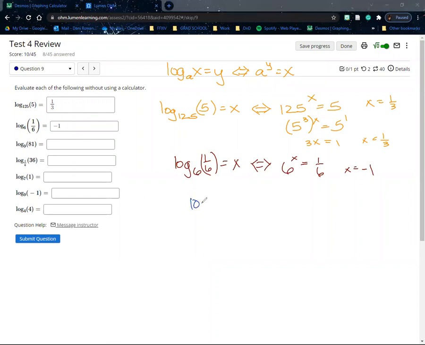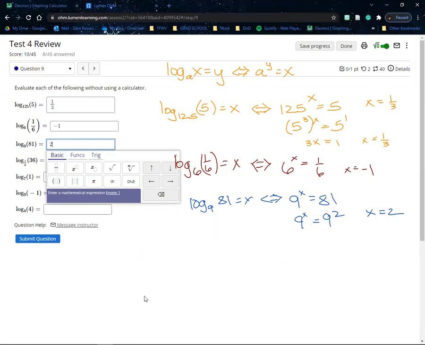Same thing. So log base 9 of 81 equals x. How do we rewrite that? 9 to the x equals 81. And if you see this and you don't know it off the bat, we know that 81 is 9 to what power? 2. So since our bases are the same, x equals 2.